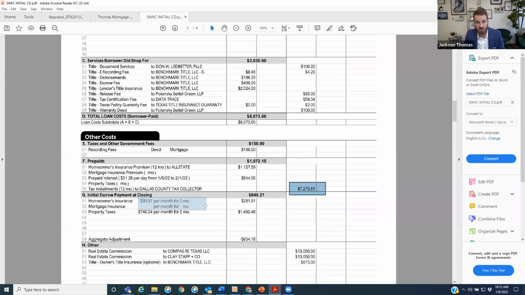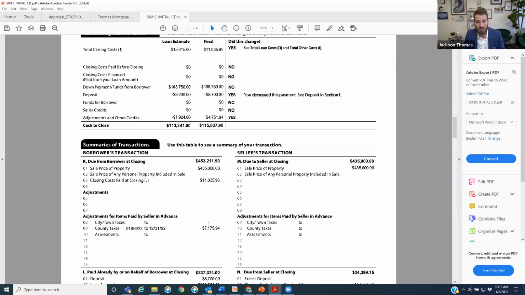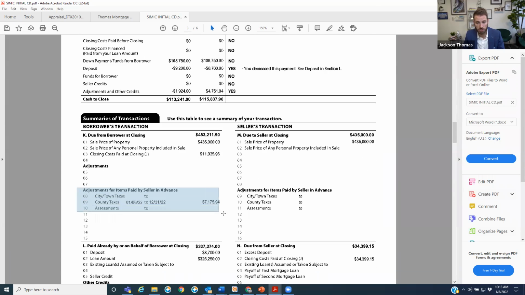Then they'll just set up the standard impound account, 3 months. And then down here, it'll show that the buyer is responsible to pay the tax bill for the entire year, and is basically going to credit the seller. This is actually kind of how it works, so it's kind of interesting. In this scenario, the seller is paying the tax bill up here, but then the buyer is going to credit the seller for the portion of the year in which they live in it.